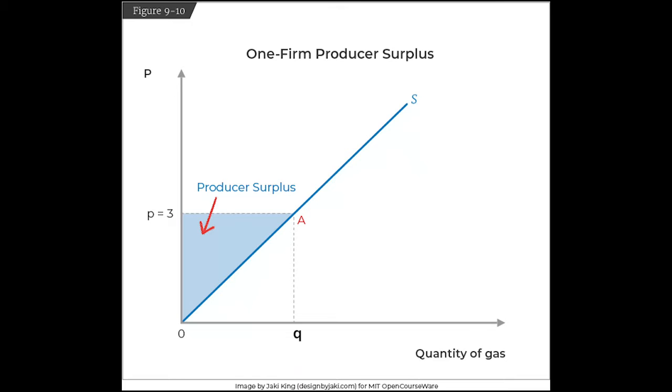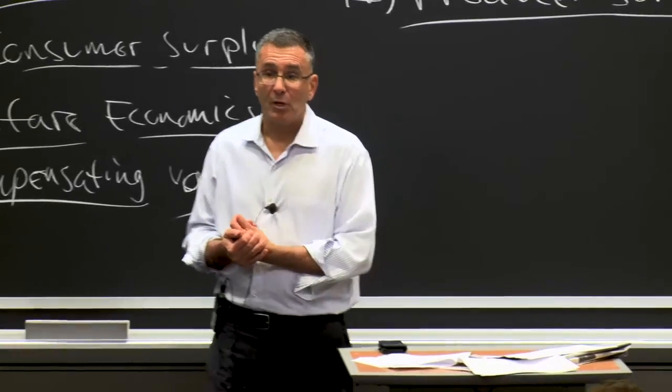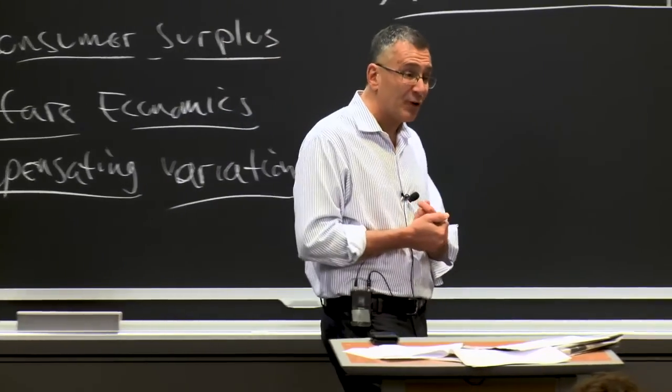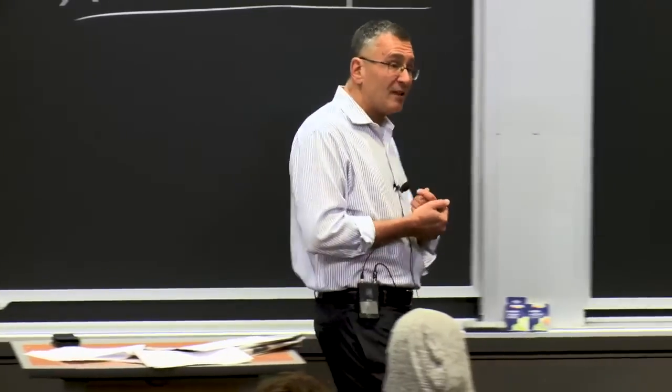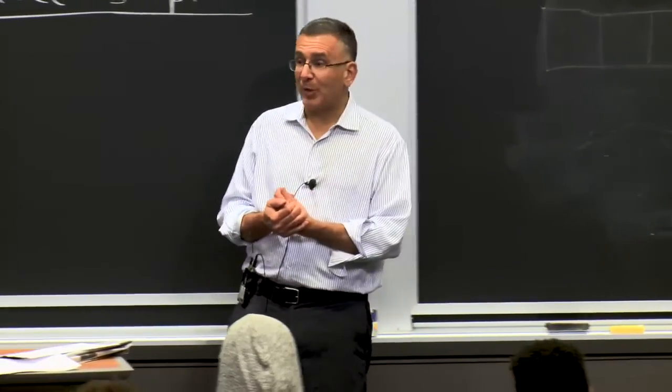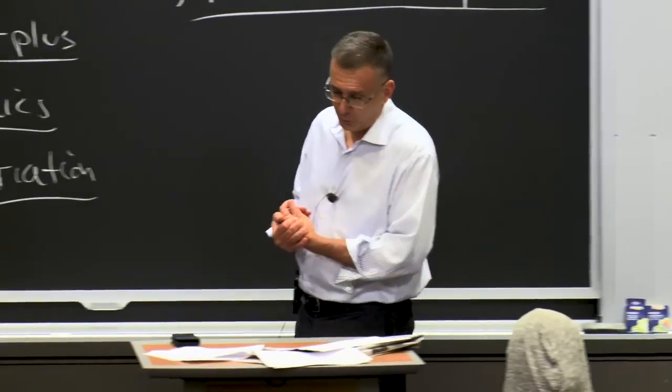And so eventually they get to a point where they are essentially indifferent about producing the next unit of gasoline. That's at a price of $3 and a quantity of, should be little q. Okay? That's the point at which they are indifferent between producing gas and not producing gas. Therefore, their surplus is zero. So producer surplus is the difference between the price line and the upward sloping supply curve.